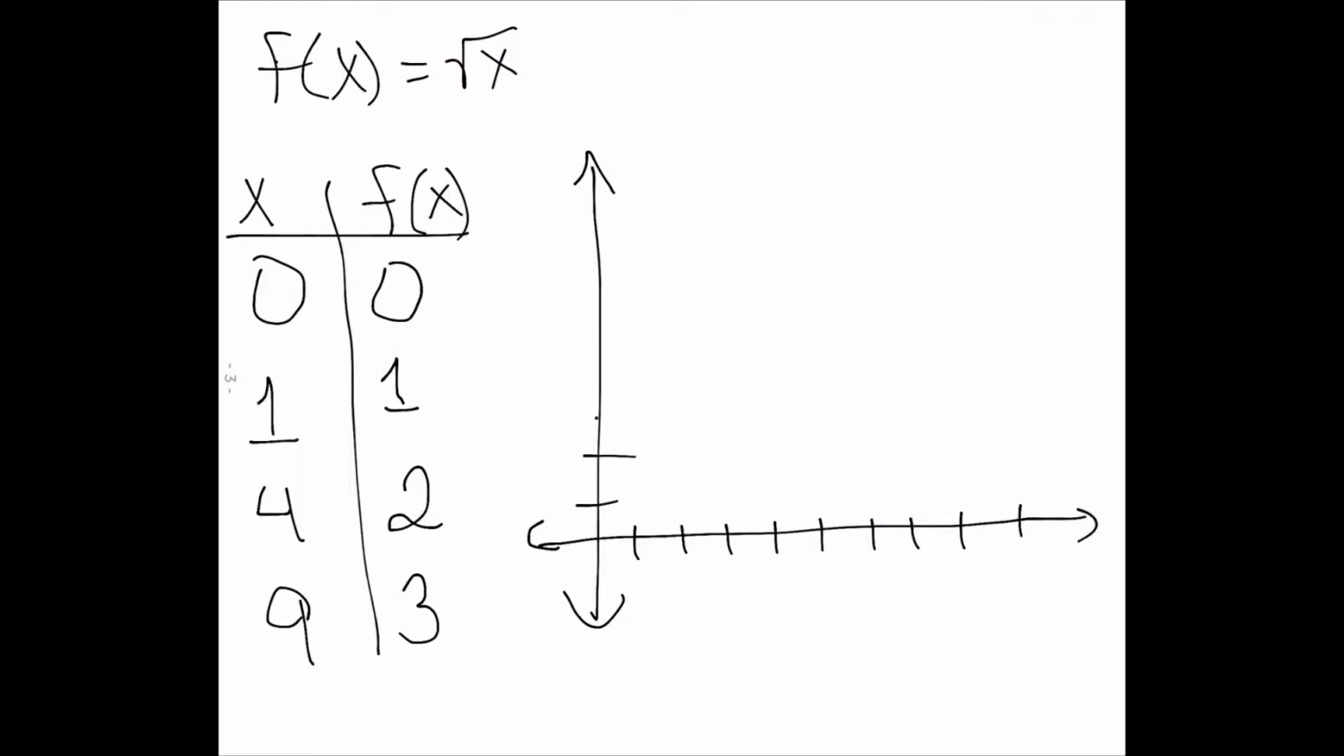I can now plot them. I have the point (0, 0), the point (1, 1), the point (4, 2), and the point (9, 3). And then I can connect the dots.